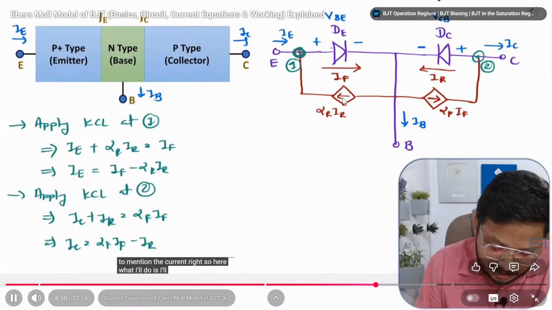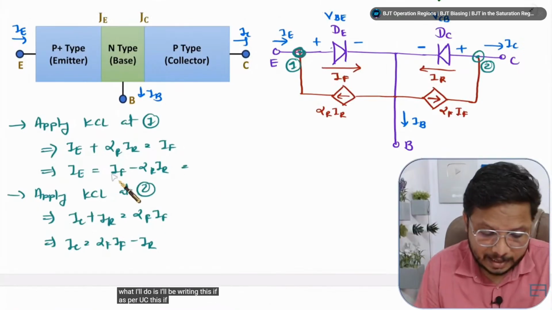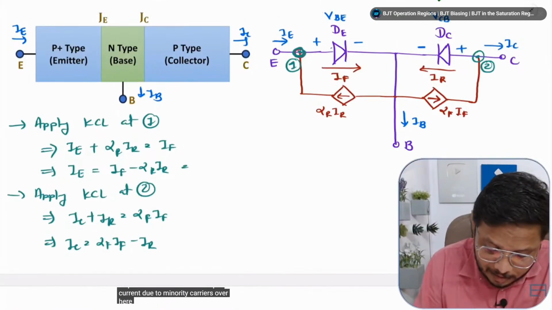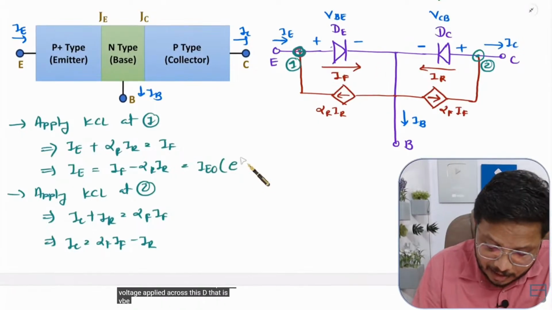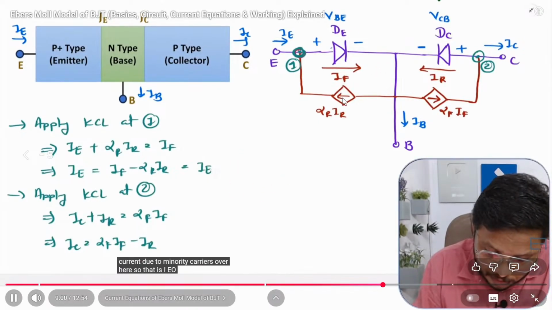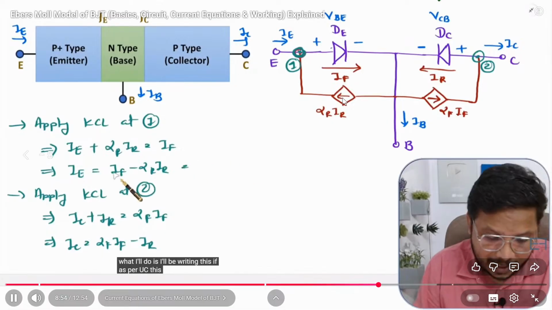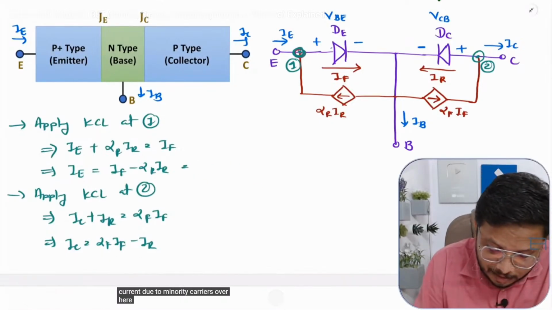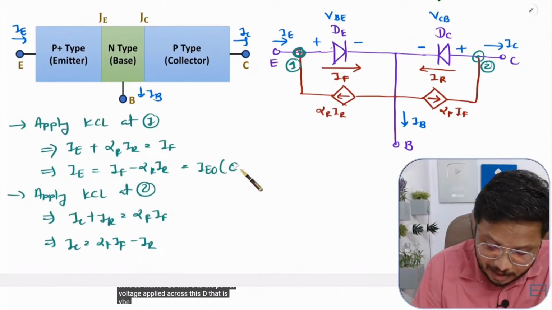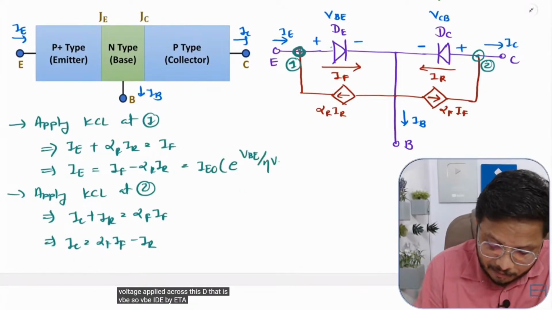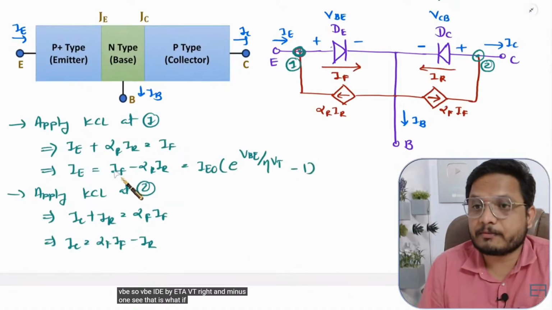Right. So here I'll be writing this IF as per that. This IF will be as per the current due to minority carriers over here. So that is IEO times e to the power of the voltage applied across this diode, that is VBE. So VBE divided by eta VT, right, and minus 1. See, that is what IF is, right?